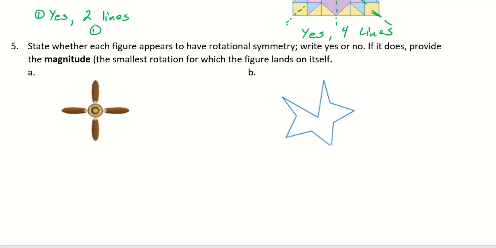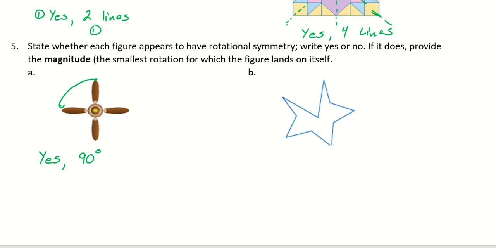Now, looking at this one, what I see is we see symmetry across all of these. And if I wanted to take this point and go counterclockwise to get it here, that is a quarter circle. So we'll just say, yes, it does have rotational or point symmetry. And then all that we need to do is just say 90 degrees. Okay, nothing crazy.